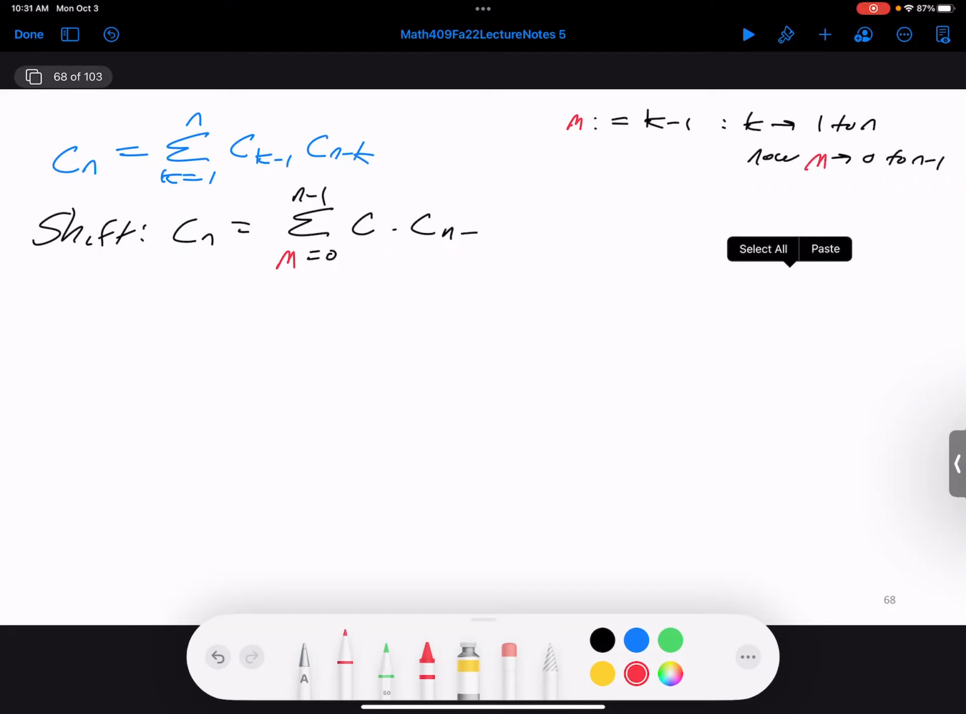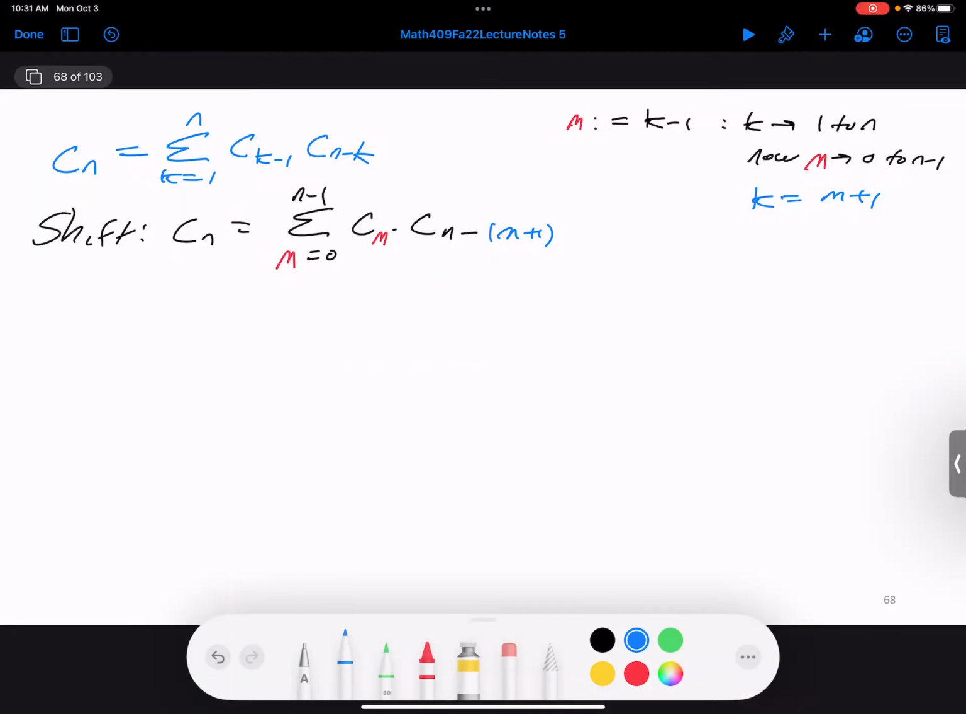So we're letting m be k minus 1. So this becomes Cm. And now if m is k minus 1, we must have k is equal to m plus 1, right? So does everyone agree that this is what we would have? Yes? It is really easy to make a small mistake with the indices.